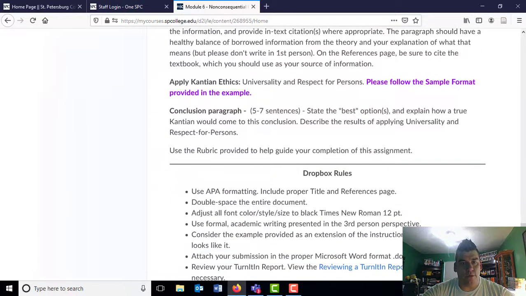In step 2, you're going to apply Kant's theory with the two-step process of universality and respect for persons. And then in the concluding paragraph, which is going to be 5 to 7 sentences, you're going to state the best option or options, because in Kant you may get more than one, and explain how a true Kantian would come to the conclusion of what's best and describe the results of applying universality and respect for persons.